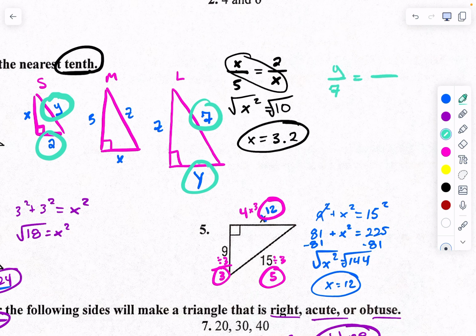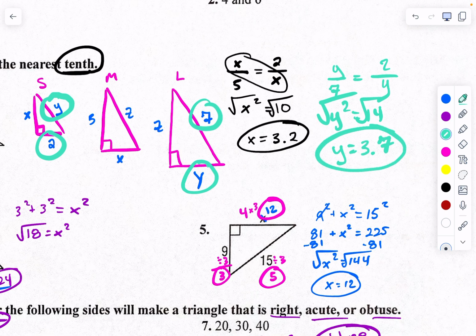Y over 7 equals 2 over Y, just as long as you're going the same direction for both of them. So Y squared equals 14 and take the square root. And that is also 3 point something. 3.7. Okay. All right, now we got to do Z.